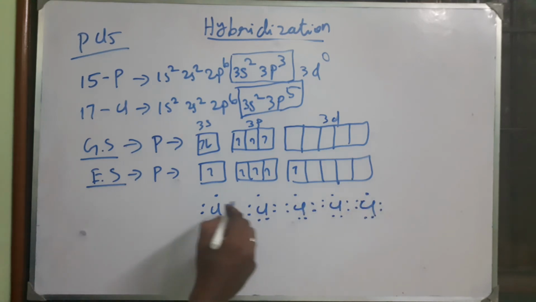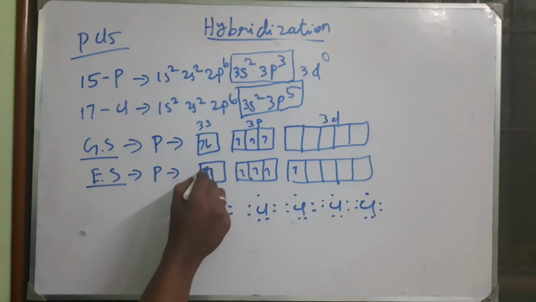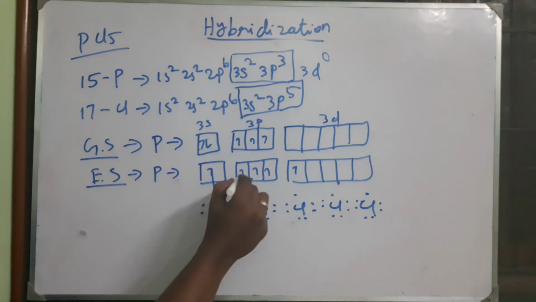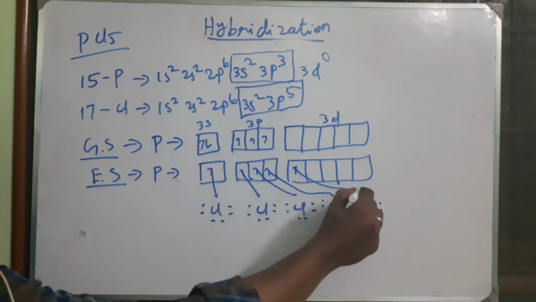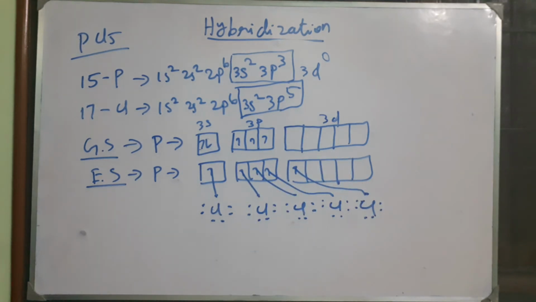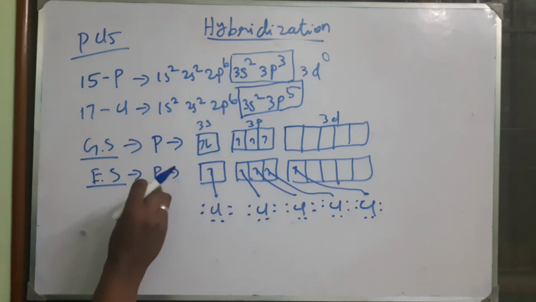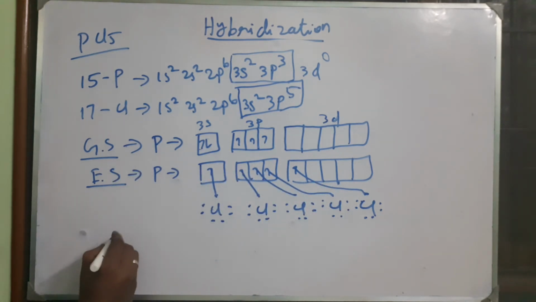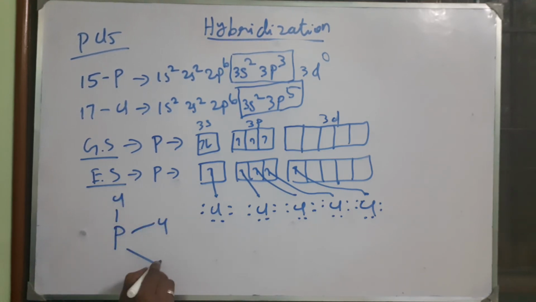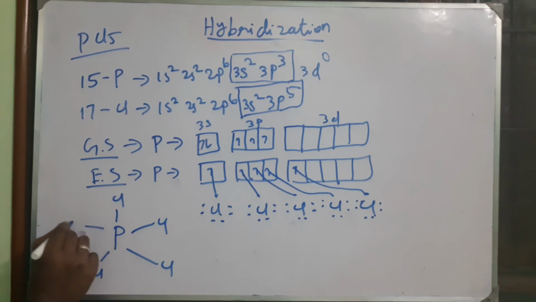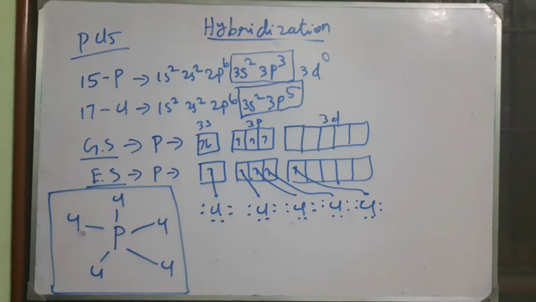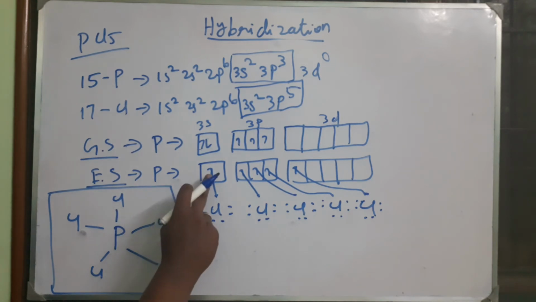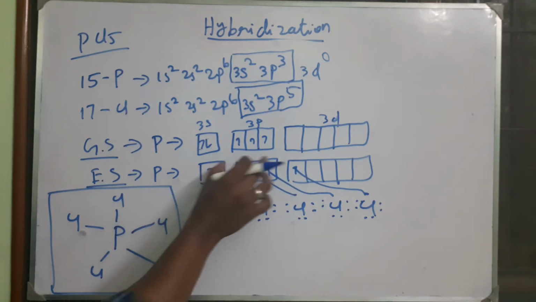Like that. See, this single electron and this electron, and these two. So these two electrons are bonded with the phosphorus and chlorine atoms. You will get a compound like that. So this is PCl5.